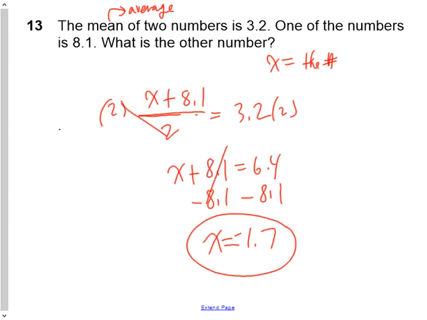So therefore, the two numbers are 8.1 and negative 1.7. You can be guaranteed with 100% certainty that this question will be on your test. Exactly as worded as that, except different numbers.